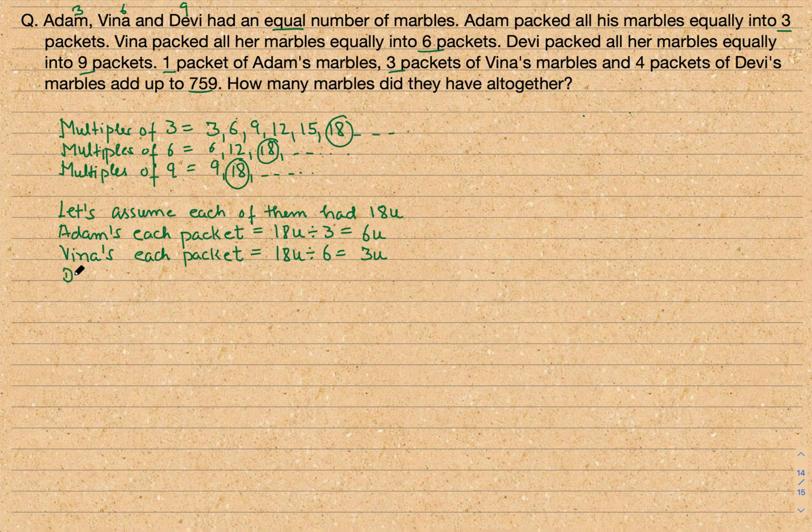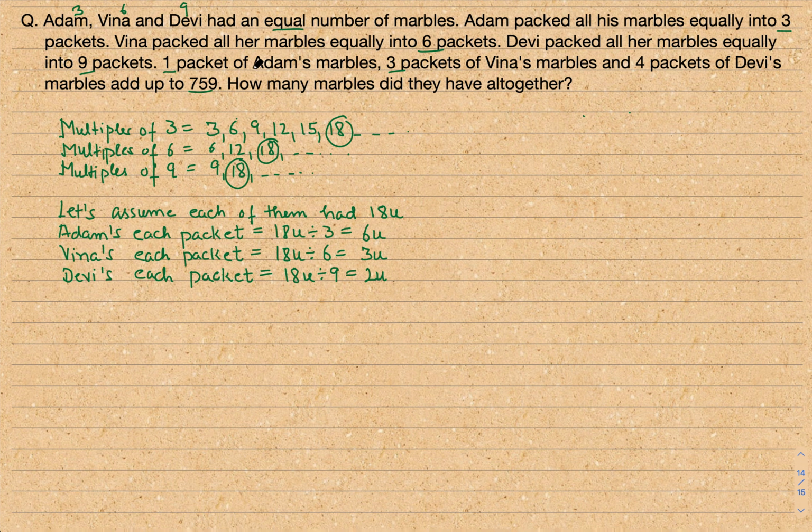And similarly for Devi's each packet, it will have 18 units divided by 9, right? Because she has divided her marbles into 9 packets. So each packet will have 2 units of marbles. Now what else do we have? We know from here that 1 packet of Adam, 3 packets of Veena, and 4 packets of Devi's, right?